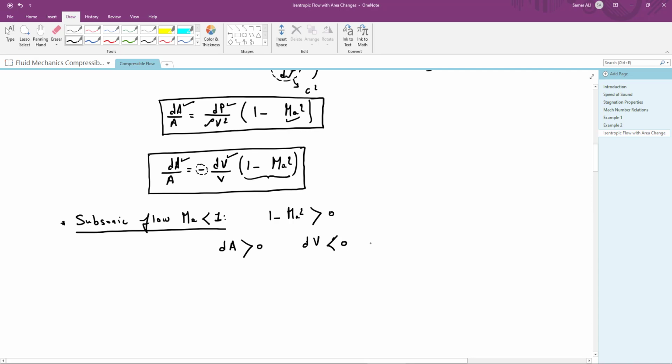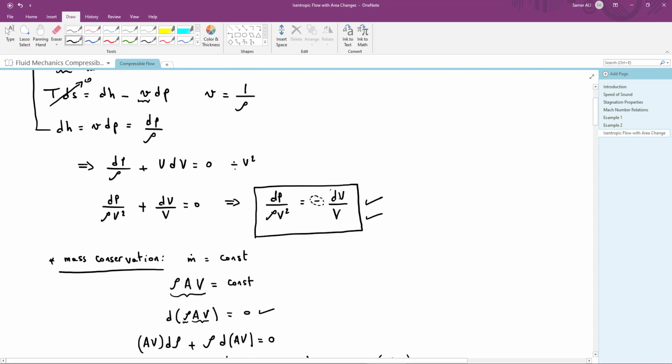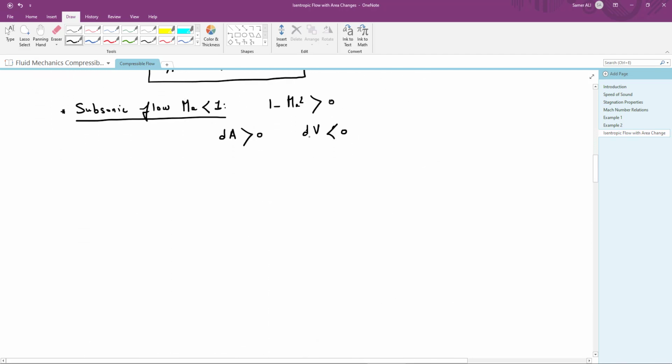And what will happen to the pressure? The pressure will always have this opposite relationship with the change in velocity. From this equation, if dP is positive, dV is negative and vice versa. So if dV here is negative, dP will be positive.